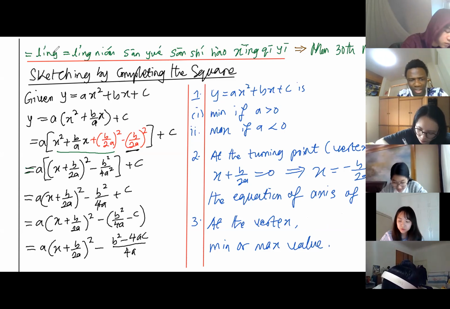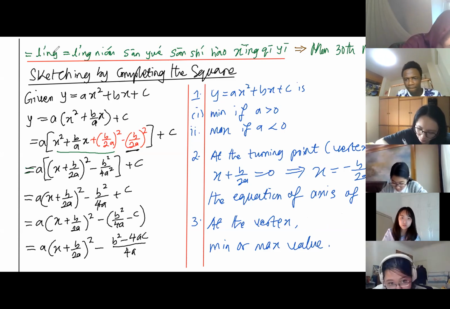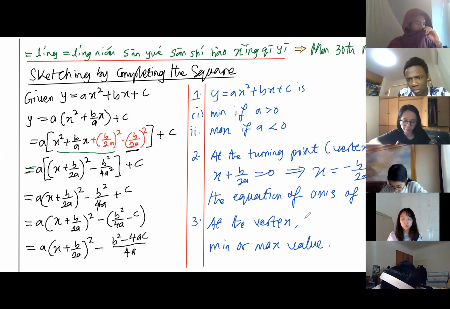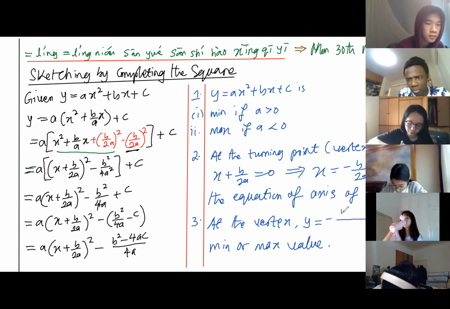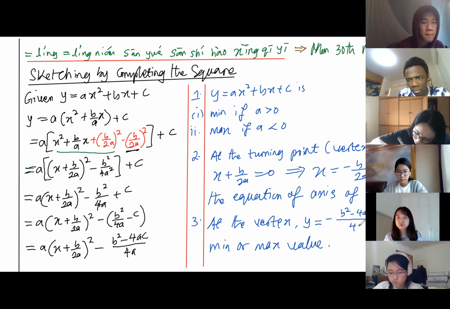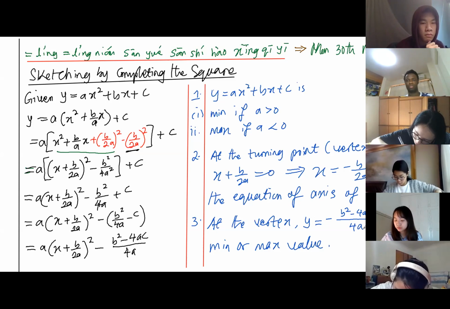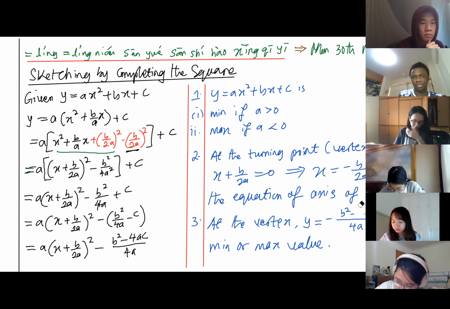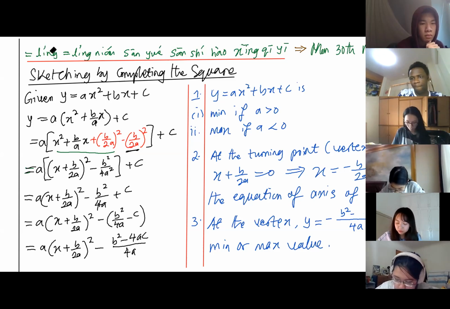So at the vertex, y equals that. So that would be either the minimum or the maximum. Thank you, Mr. Chang. And this is our discriminant.